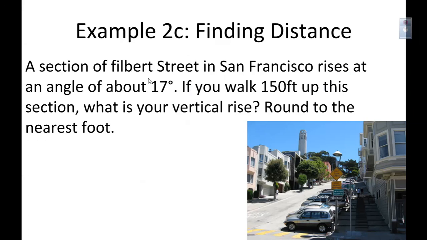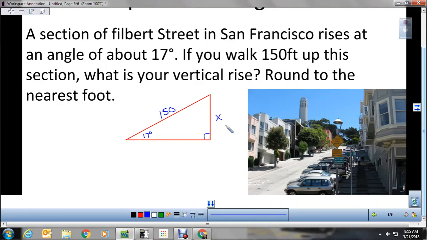Example 2C. A section of Filbert Street in San Francisco rises at an angle of about 17 degrees. If you walk up 150 feet up this section, what is your vertical rise? Round to the nearest foot. Set up your problem, try to work it out, pause the video, and come back and we'll see how you did. All right, let's see how we did.